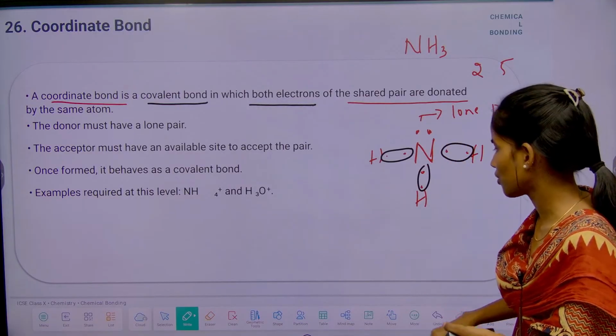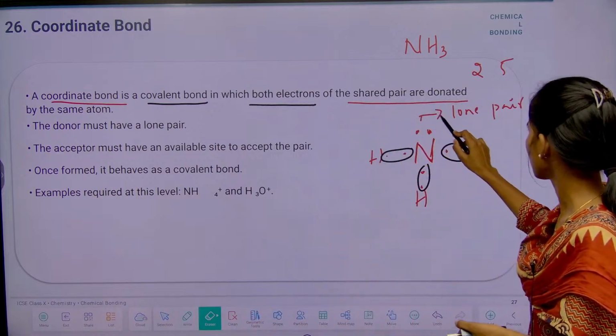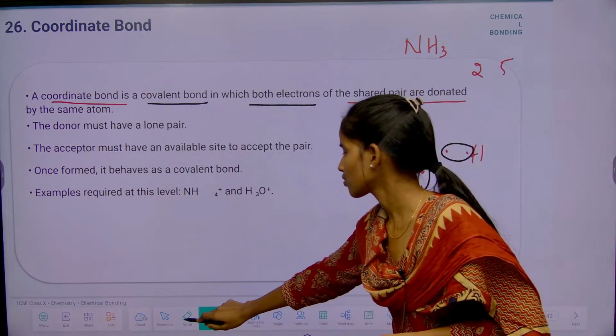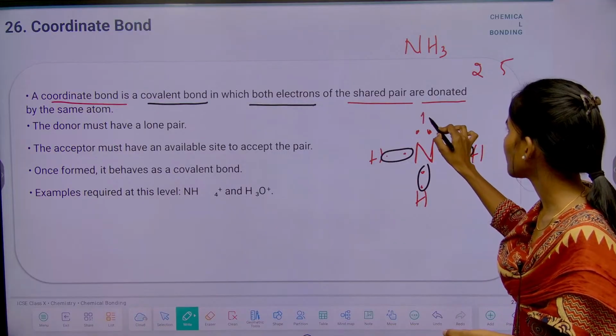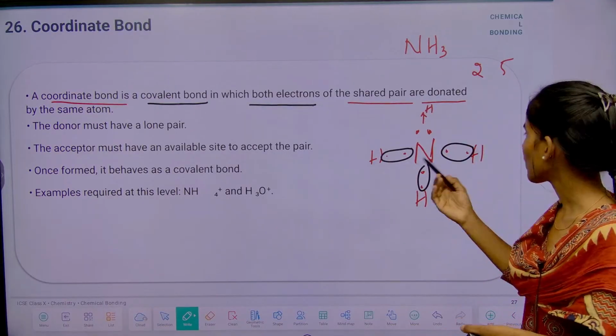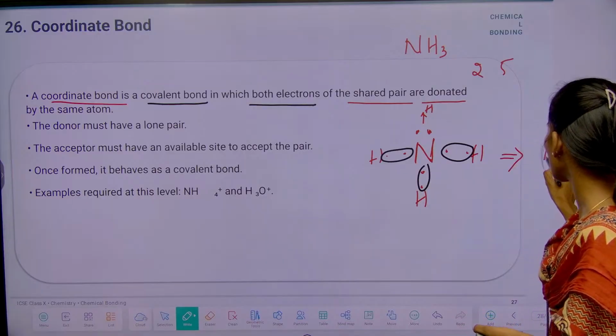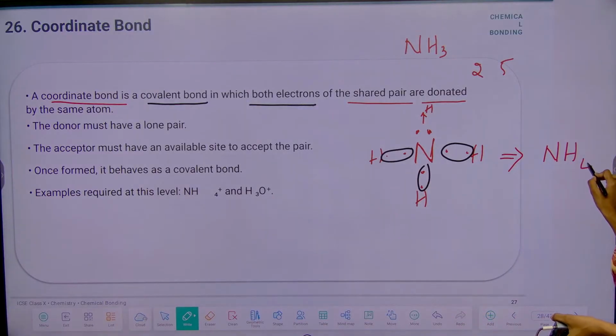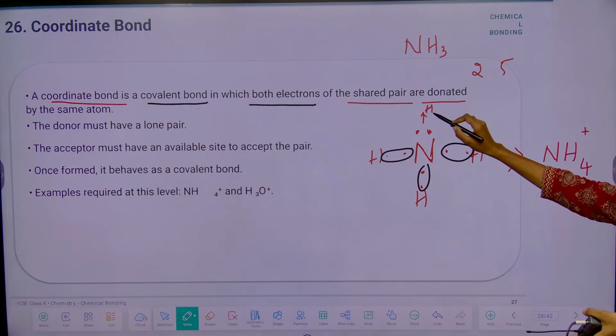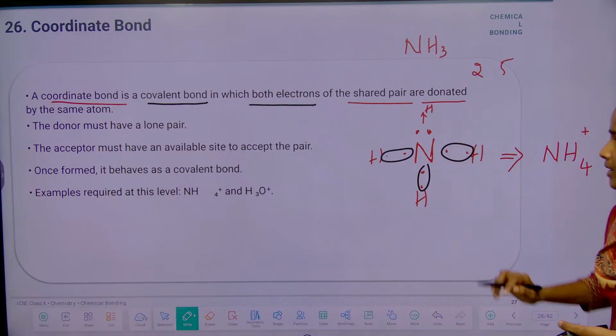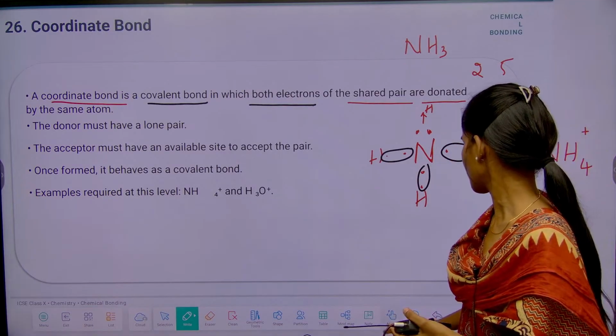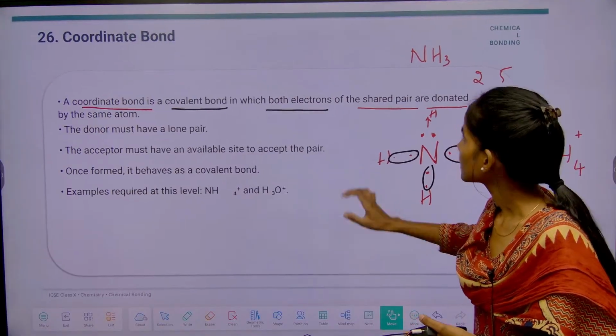Let's take hydrogen. These two electrons are shared to hydrogen. So what will happen? It results in the formation of NH4. One extra hydrogen is there with positive charge. So this hydrogen is accepting those two electrons and results in the formation of NH4 plus. See the sentences.